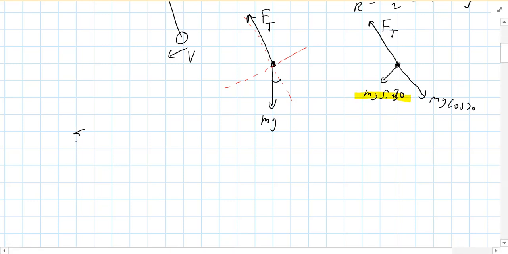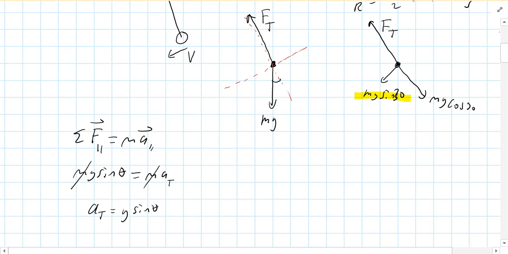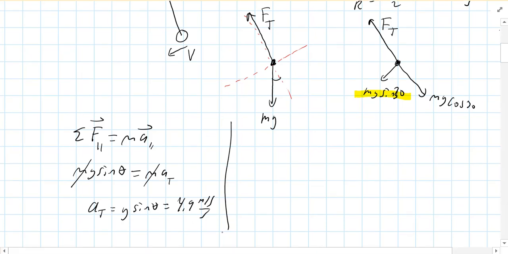So if I do net force in the tangent or parallel direction equals ma in the parallel direction, the only force there is mg sine theta, and that's equal to m a tangential. The m's drop out, which is nice, and you have your answer. A tangential is g sine theta, and if you plug in 9.8 sine of 30, you get 4.9 meters per second per second. So that's the rate at which the kid is speeding up on her way down. So that part's easy.